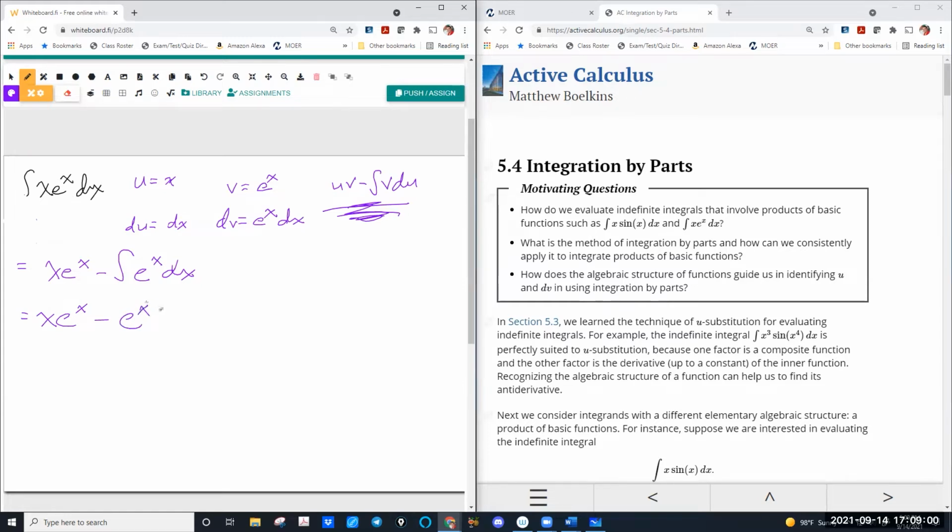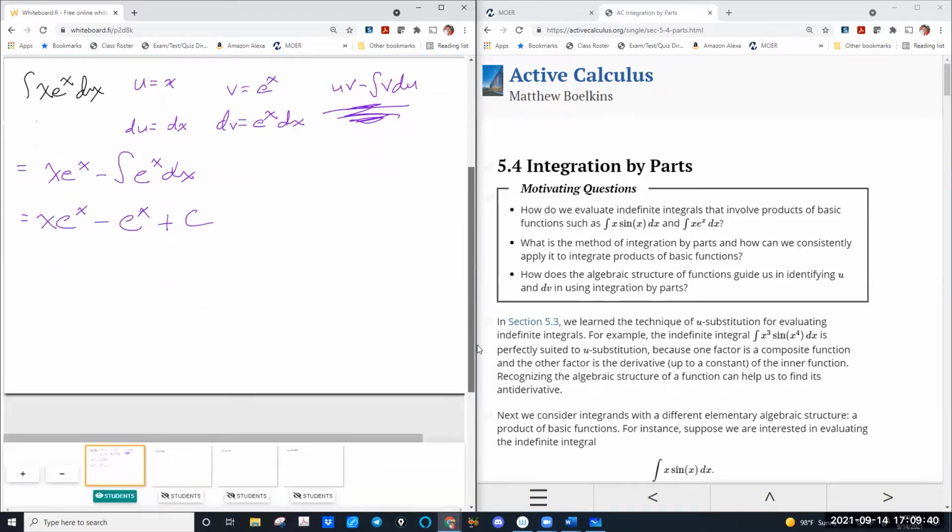I have an indefinite integral, so what do I need for this answer to be 100% correct? Plus c. Plus c. All right. It's an indefinite integral. We need the plus c. Good job, guys. And there is our general antiderivative for this problem. Questions about this one? Okay, let's do another one.